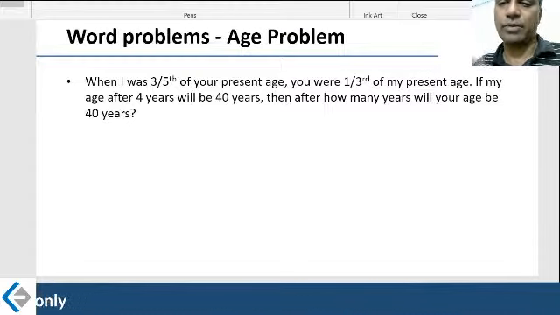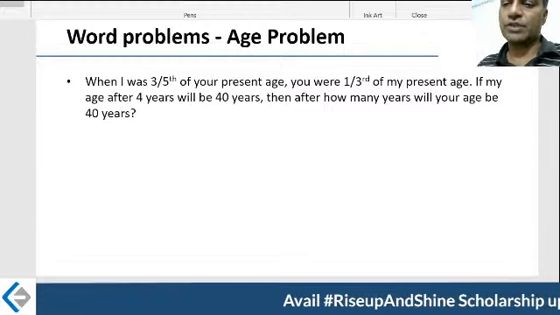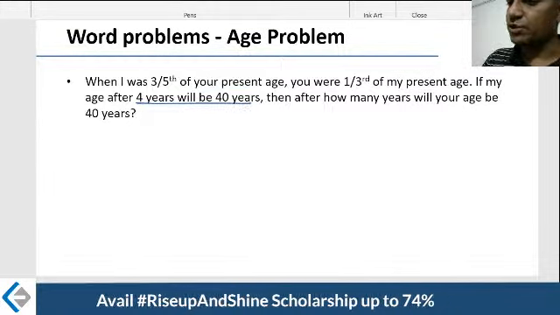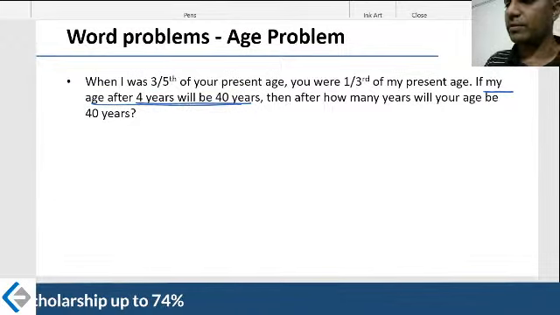There is a person who is making this comment. When I was 3/5 of your present age, you were 1/3 of my present age. If my age after 4 years will be 40. The guy is saying that my age after 4 years will be 40. Now that's where you start.